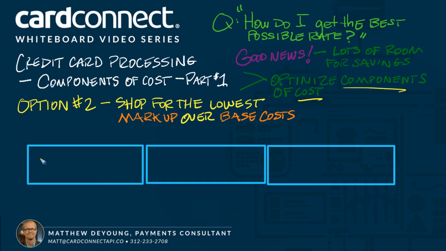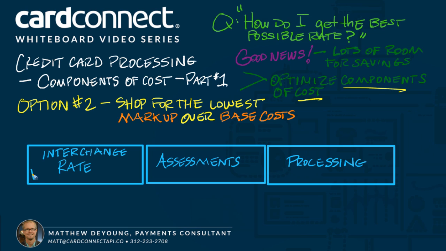So the first thing that you have is what they call an interchange rate. The second component of cost is the assessments. And then the third component of cost is the processing fee. So you have the interchange rate, number one. Number two is the assessment. Number three is processing. So you have the processing cost. And we could call the interchange rate and the assessment the base cost, or another way to say it is the wholesale cost, right? This is just the base cost. And then processing could be the markup costs. I think most merchants understand base cost and markup cost.